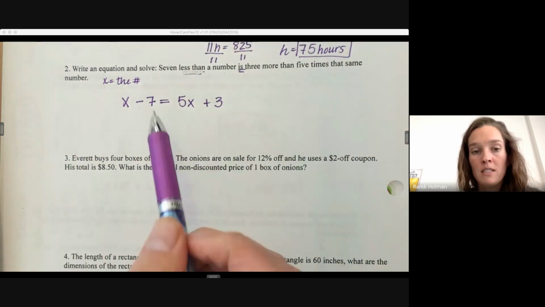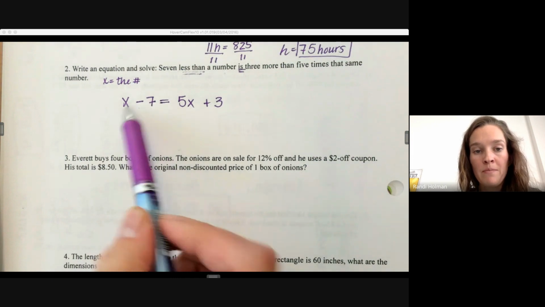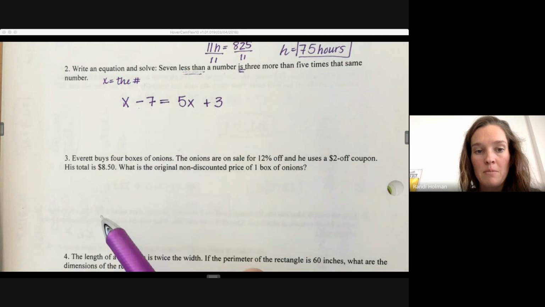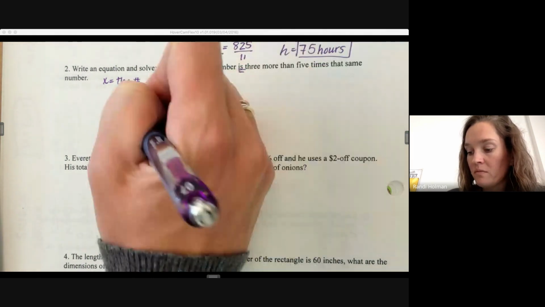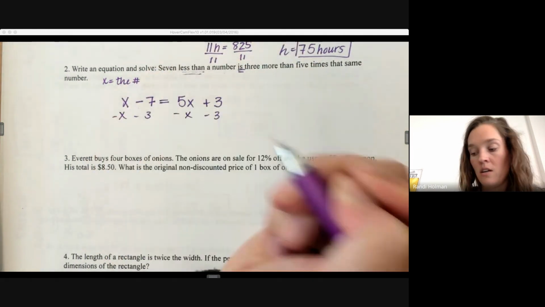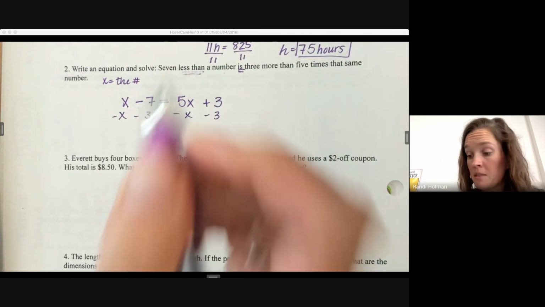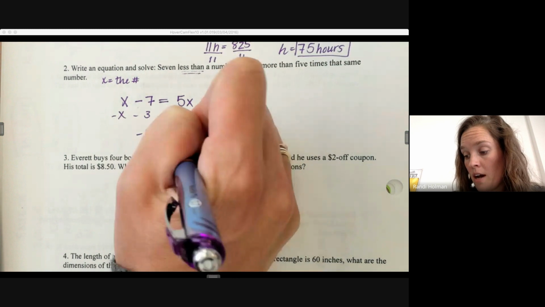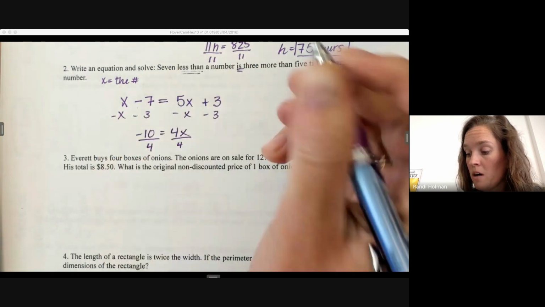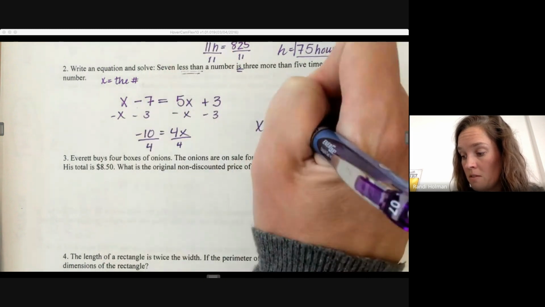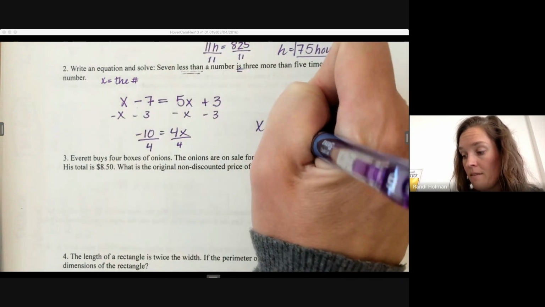Let's check it. 7 less than a number, we're taking away 7 from a number, is the same as, is 3 more than 5 times that same number. So your equation should look like this. Now let's get our variables on one side. Oops, subtract x. In one step, you can do it in 2 steps. Either way is fine. We get negative 10 equals 4x. Divide by 4, divide by 4. X equals negative 10 fourths, but that is simplifiable to negative 5 halves.